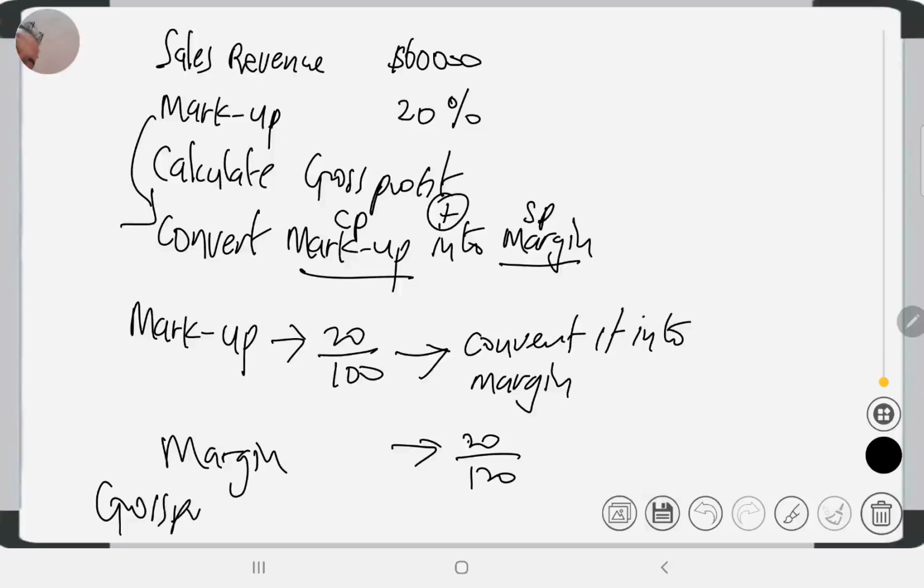Gross profit is equal to 20/120 times 60,000. So this will give us 10,000. In this case, we can calculate gross profit because we have already converted the markup into margin.